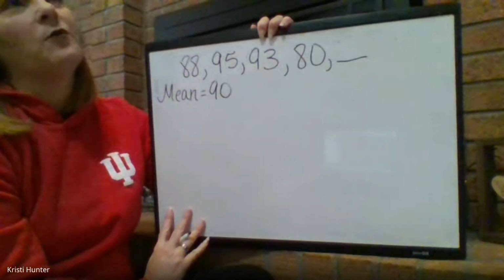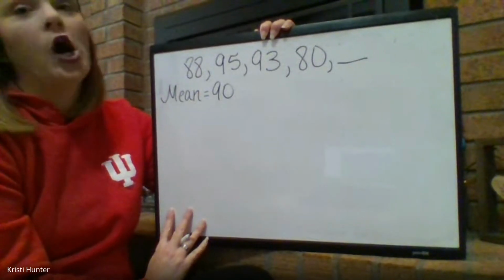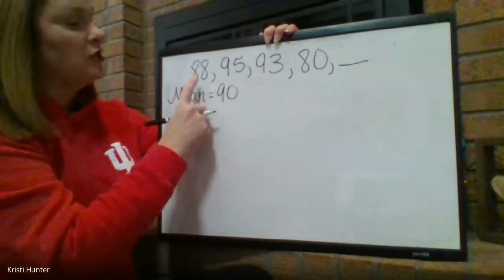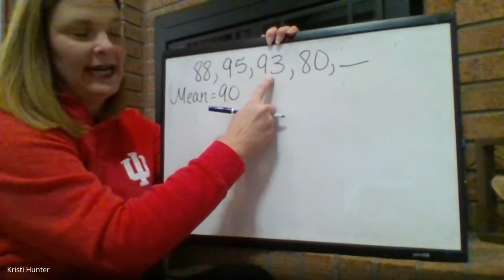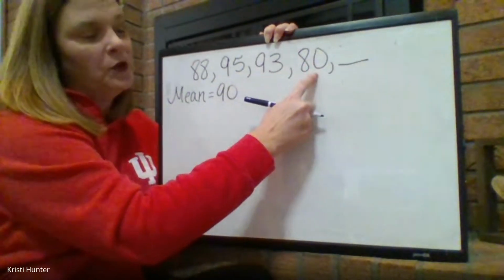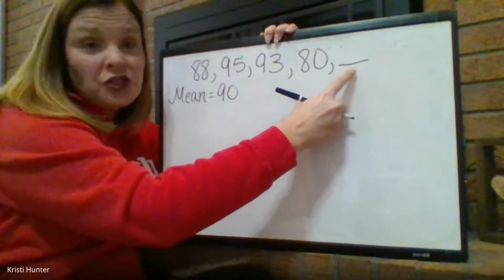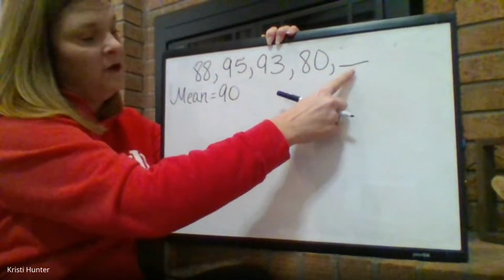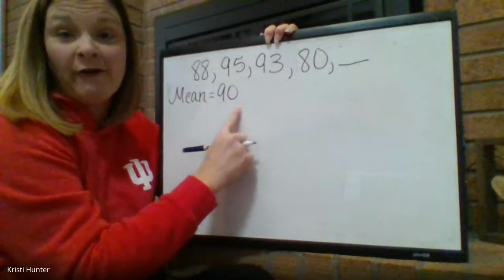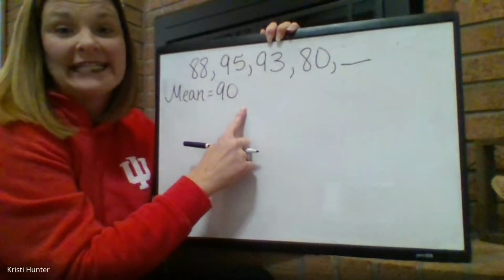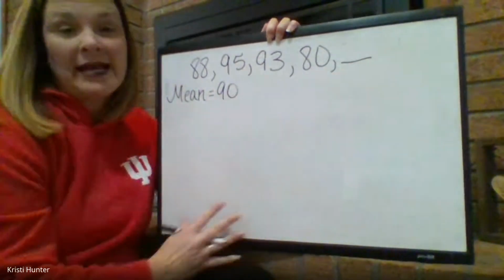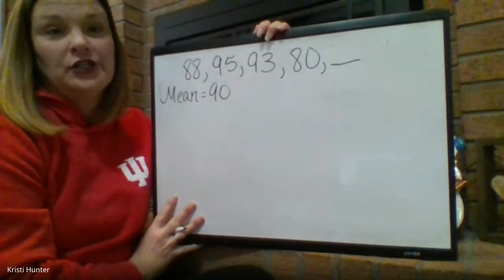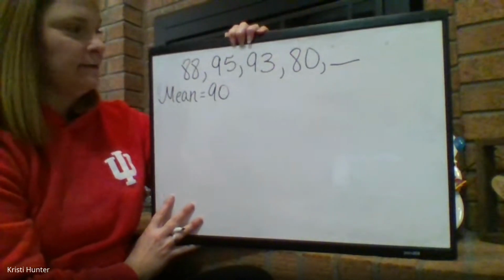So this may be a question like on your test. On the first test, you got an 88. The second one, you got a 95. Third one, you got a 93. The fourth one, you got an 80. Your teacher tells you after the fifth test, your average test score is a 90%. So you're trying to figure out, okay, what did I make on test 5 then? So this is when you would use this.